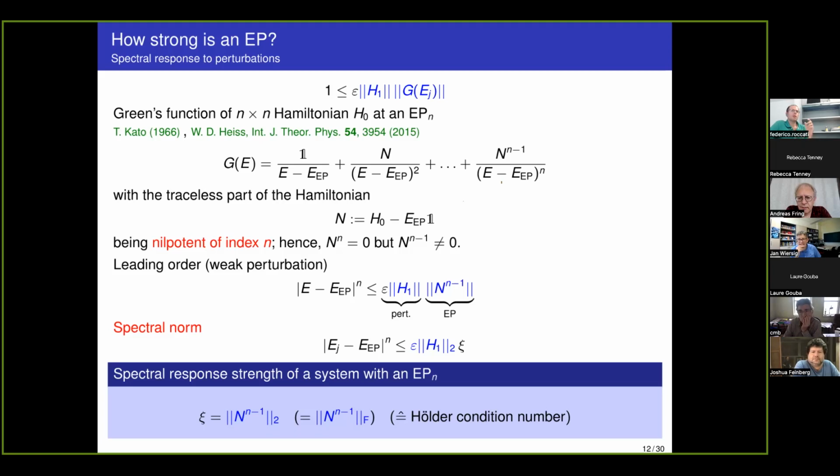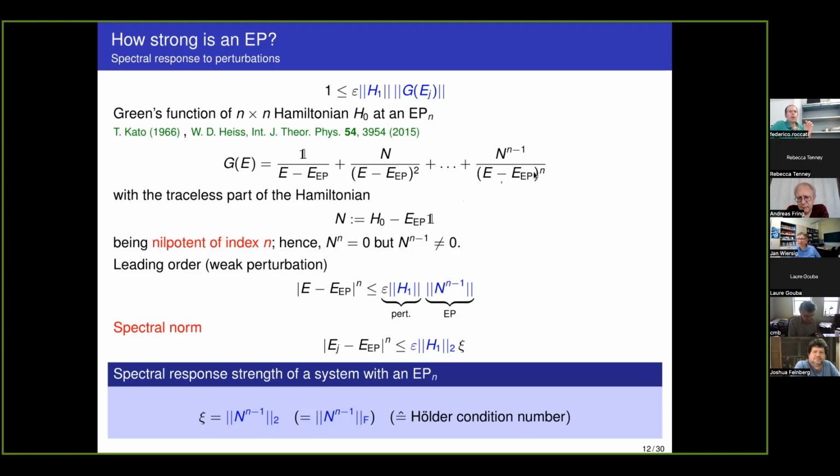The argument, as far as I understand, depends on the fact that this expansion truncates, and this depends on the fact that the matrix is nilpotent. And then the observation is if you have an exceptional point, it is nilpotent. But I was wondering if it's also the other way around. I think you're right. It's truncated because of the nilpotency, and if it's nilpotent, then it's an exceptional point. So it means if it looks like this, it must be an exceptional point. So you answered your question by yourself in some sense.